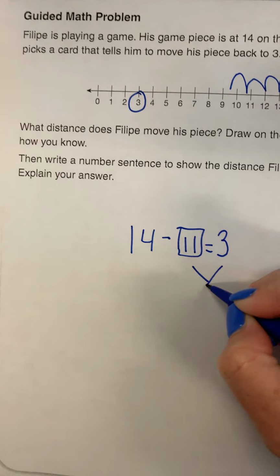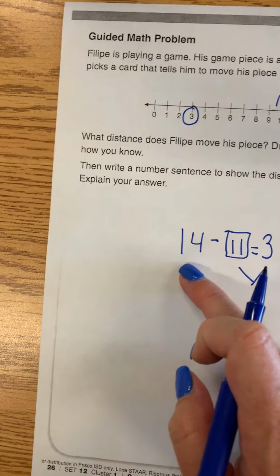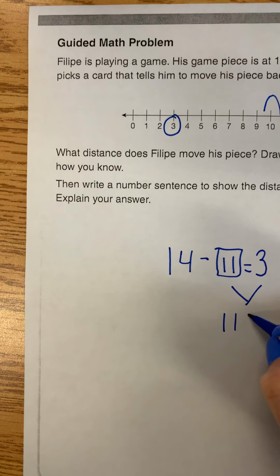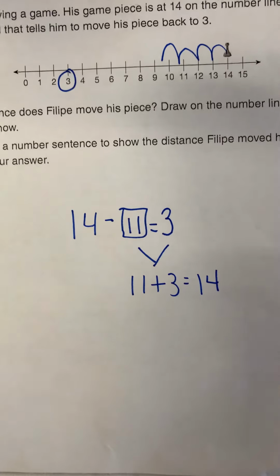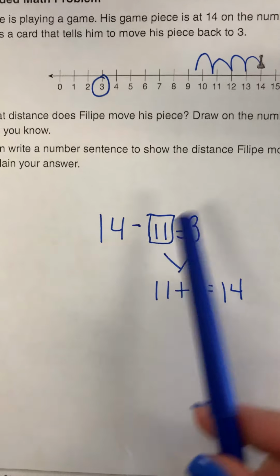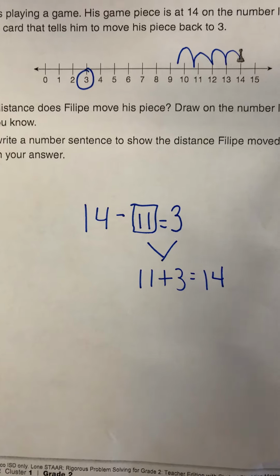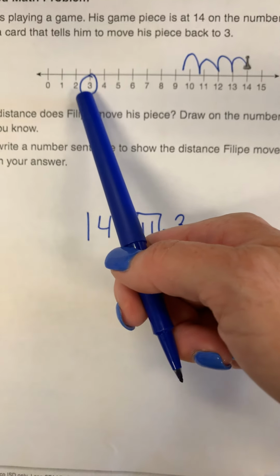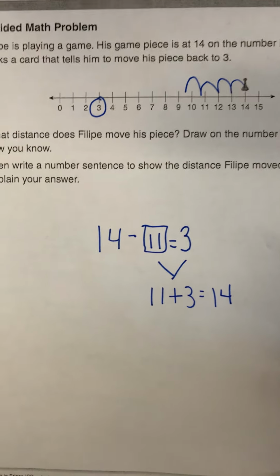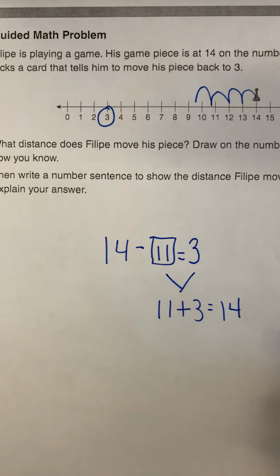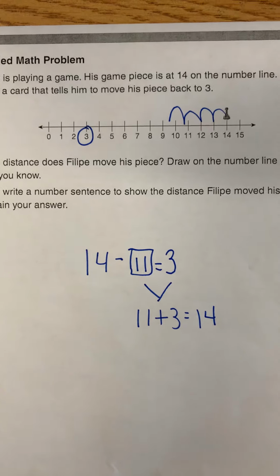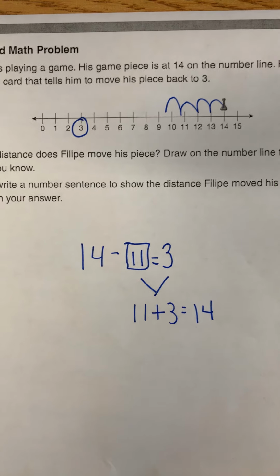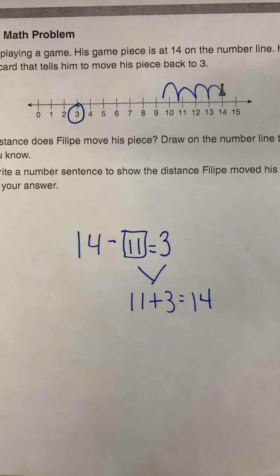And you can always check this to see if it matches. Does 11 plus 3 equal 14? It sure does. So the answer is 11. He obviously picked a card that told him to move 11 spaces back all the way to 3. You might have drawn a picture. You might have drawn 14 circles, cross out 3 to see how many are left over, and you would still get the same answer, which is 11. Good job.